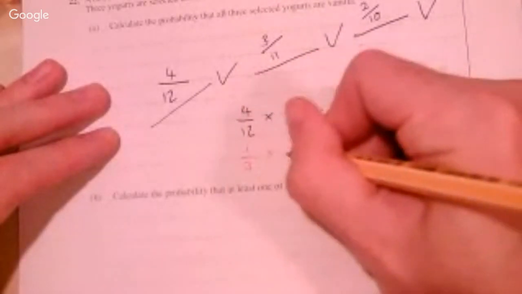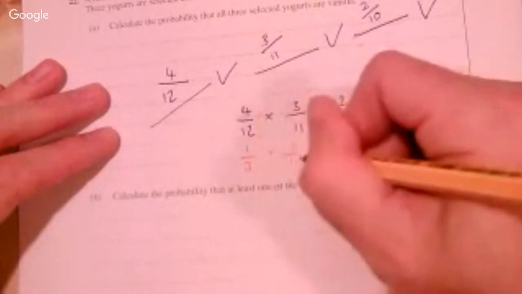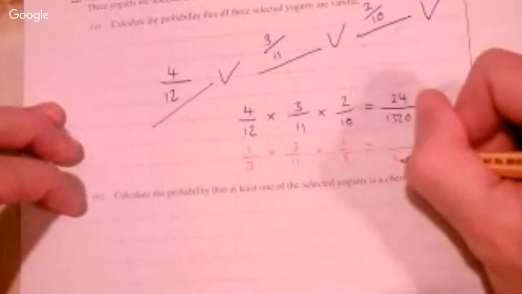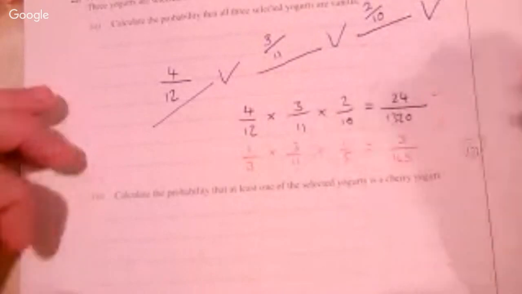The alternative I could have had was a third, times by 3 over 11, times by 1/5, and I would have had 3 times 11, which is 33. But then 33 times 5 is not particularly obvious. It's 165, and then that would be 3 over that, and that should cancel down.